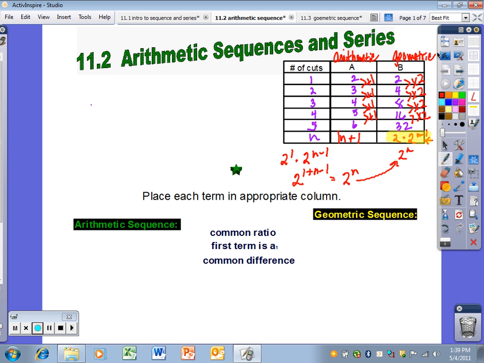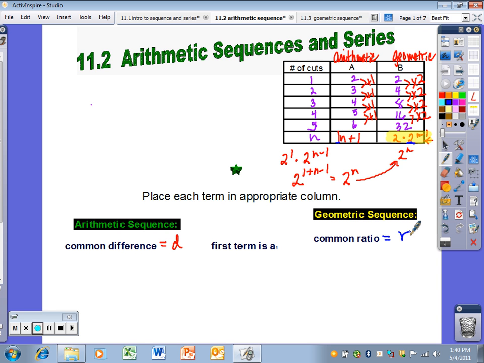Now let's take a look here. Common ratios, common differences. Which has a common difference from term to term to term? The arithmetic. Common difference of 1. So the common difference goes to the arithmetic. And in this specific example, we're going to call that common difference D, and in ours, D is 1. So the common ratio then must go to the geometric. And our common ratio in this case was the 2. We call the common ratio R.